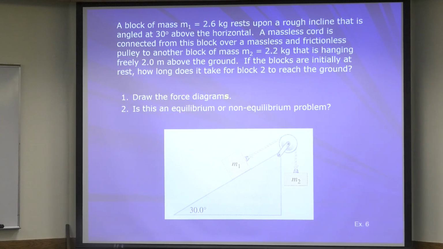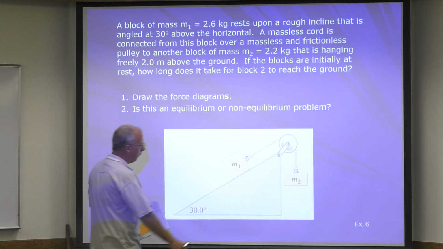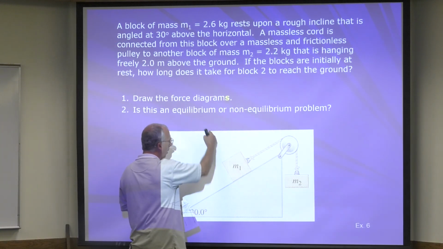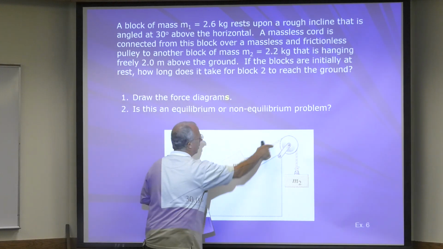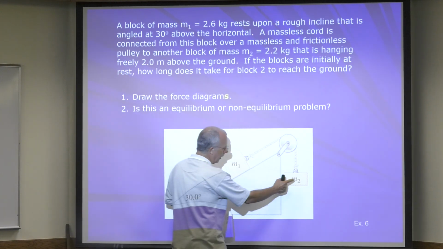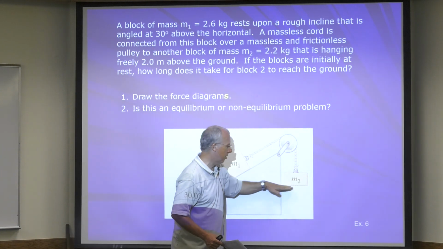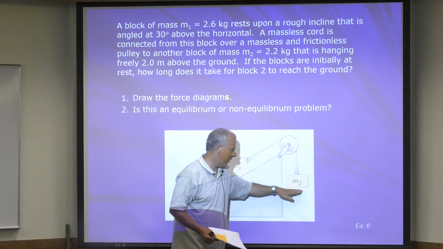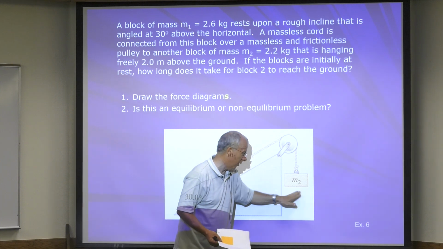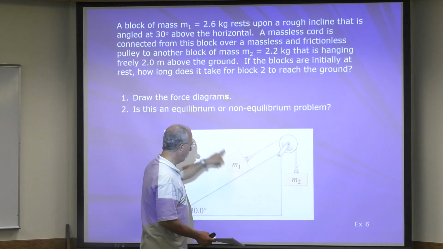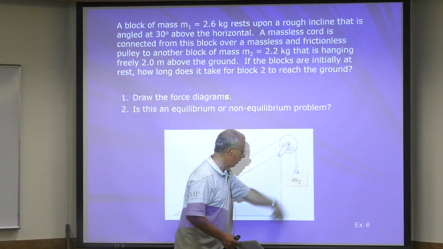All right, let's discuss it. What are the forces acting on M1? Normal, weight, tension. What are the forces acting on M2? Weight, tension. How come there's no normal force? Well, because it's not sitting on a surface, right? There's no surface. So normal, weight, tension, weight.